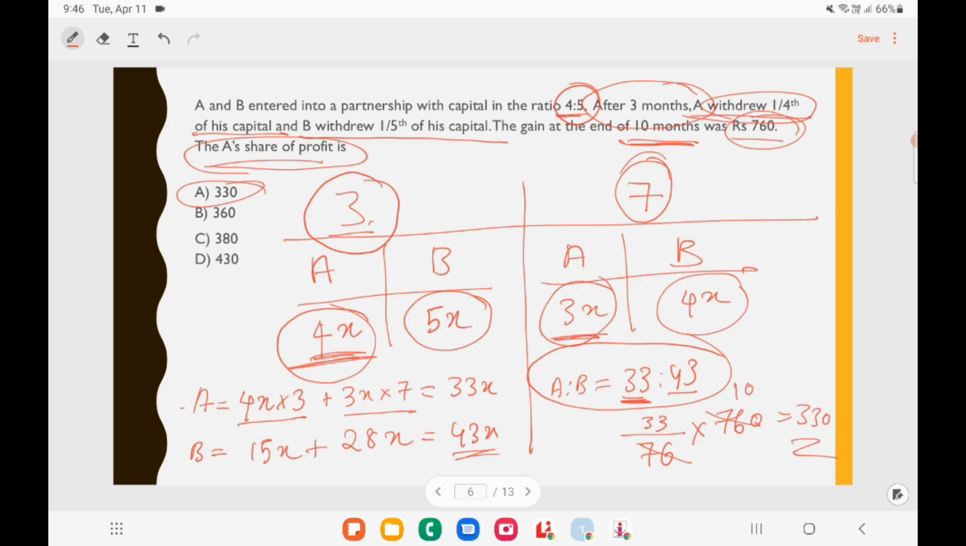So I split into 3 and 7. If there are two changes in capital, you have to split the 10 months into those two changes. Okay, so in this way, you need to tackle these kinds of questions on partnership.